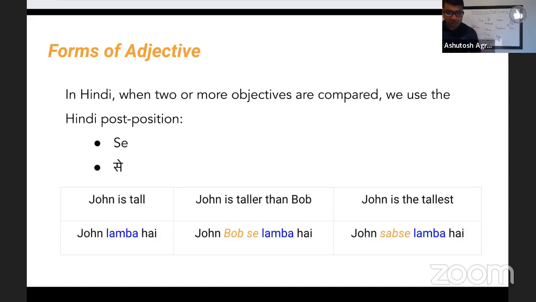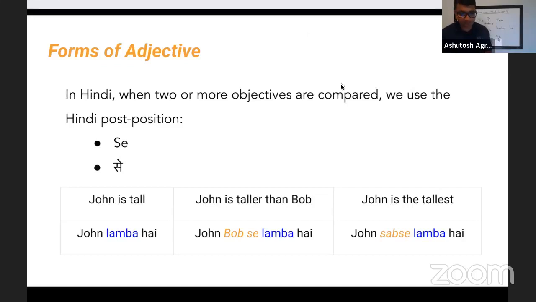Let me take a pause. We'll do a whiteboarding session as well, but I want to see if there are some immediate questions from anyone. Okay, so far so good, everyone.